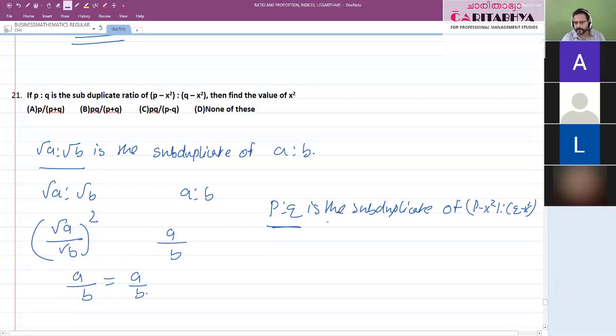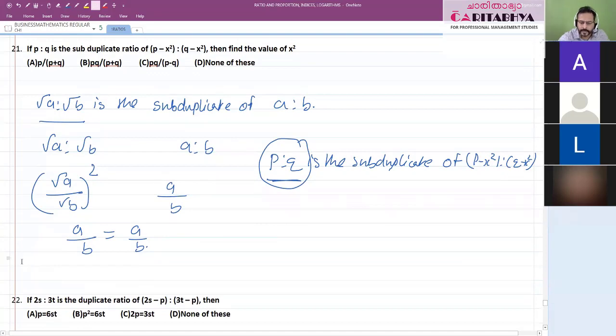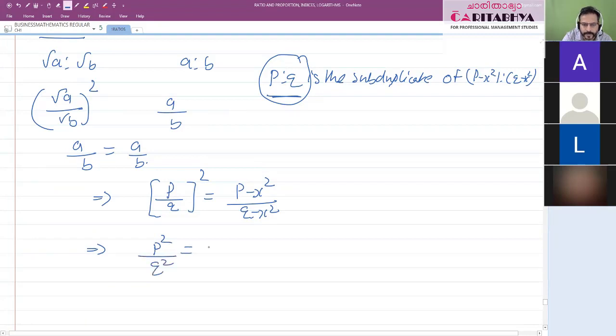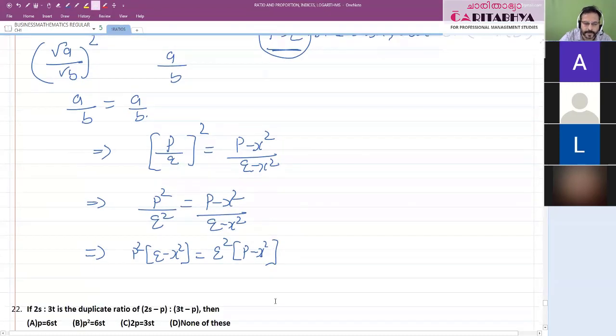Similarly, we use the same language here: P is to Q is the subduplicate of (P − x²) to (Q − x²). So that means the square of the first ratio we equate to the second. Clear? Okay, so (P divided by Q) the whole square is equal to (P − x²) divided by (Q − x²). That implies P² divided by Q² is equal to (P − x²) divided by (Q − x²). Cross multiply: P² into (Q − x²) is equal to Q² into (P − x²).